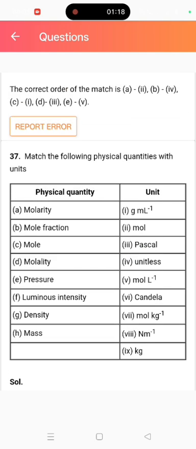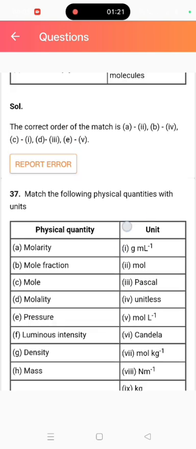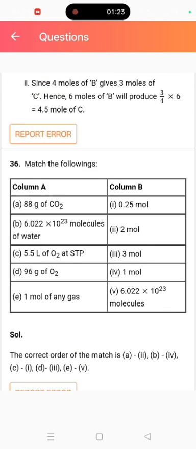This is the match the following. Go through it. You can pause the video and note down the question, then you can do it yourself. Again, match the following.